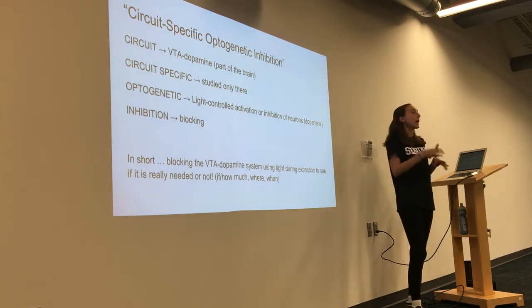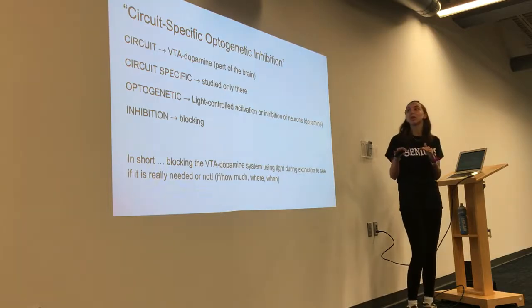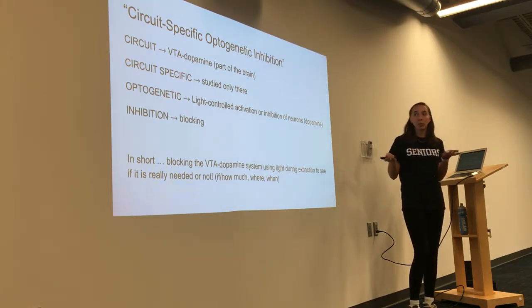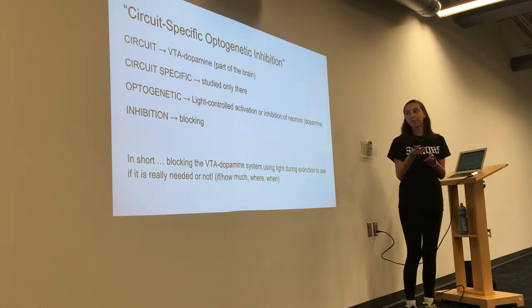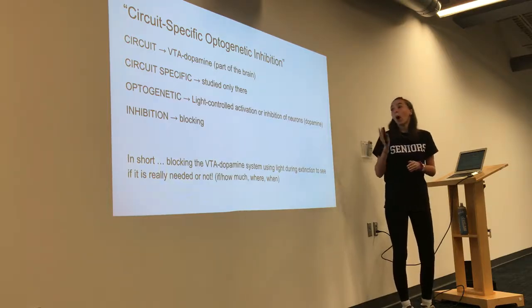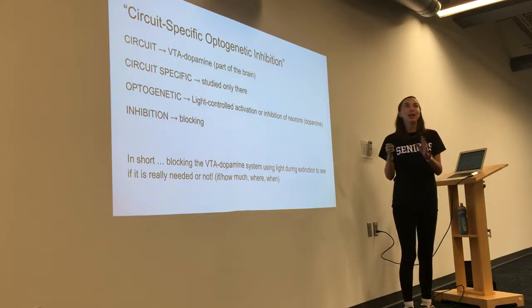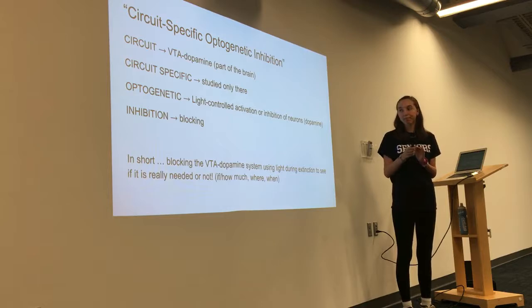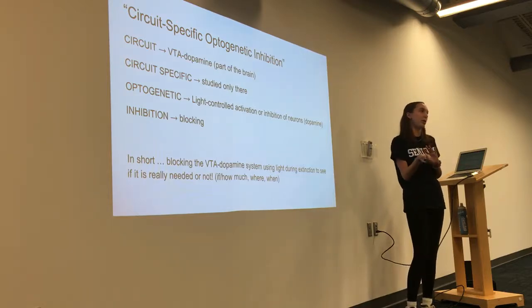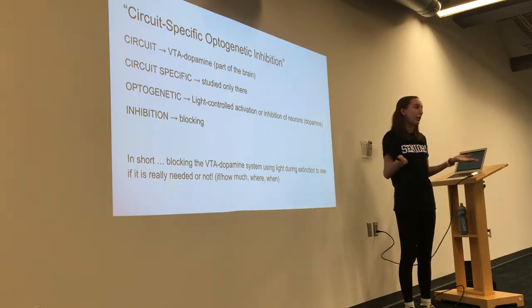Okay. The scientists use a method called circuit-specific optogenetic inhibition, which is a mouthful, but I'm going to go over it step by step. The circuit they're referring to is the VTA dopamine system. Again, that's the origin of the majority of the dopamine pathways in your brain. Circuit-specific means that they were only targeting that area with their research. Optogenetic, I'm going to have a whole slide on it next, but it's, in short, using light to inhibit dopamine. So that's how they're going to see if it actually plays a role in fear. And inhibition just means blocking dopamine from being released.